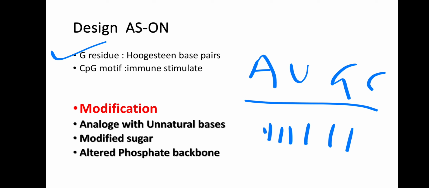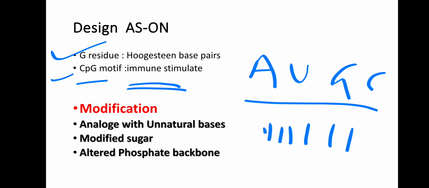And the second thing is what? CpG. As we know, in our genome there is a huge number of CG islands, so they directly promote immune stimulation activity. Sometimes this is the limitation of some antisense molecules.